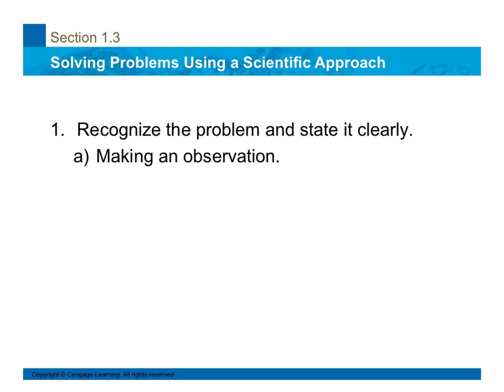Alternatively, the observations may be quantitative. Water boils at 100 degrees Celsius, or the density of gold is 19.30 grams per cubic centimeter, and so forth. Quantitative observations involve measurements, which by definition consist of both a number and a unit.